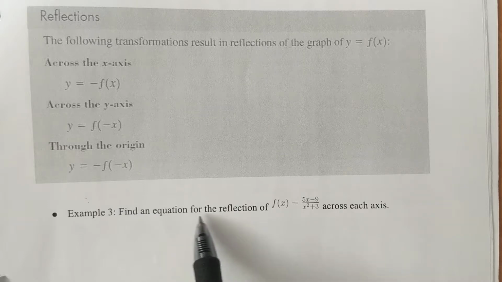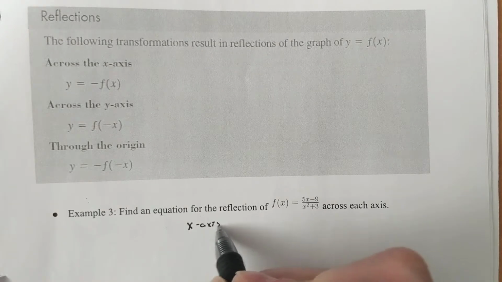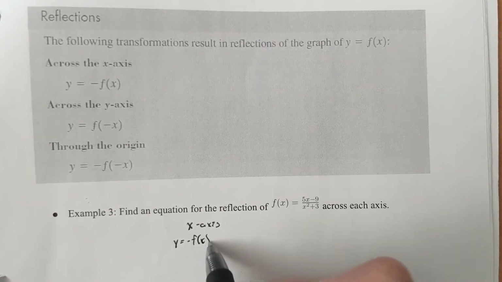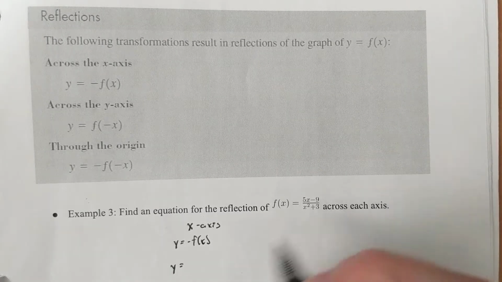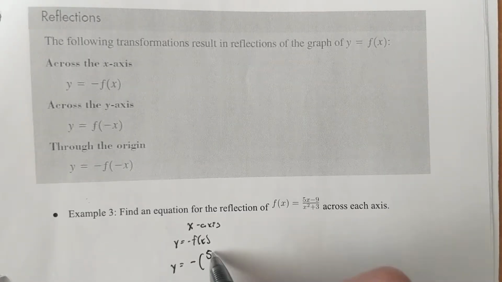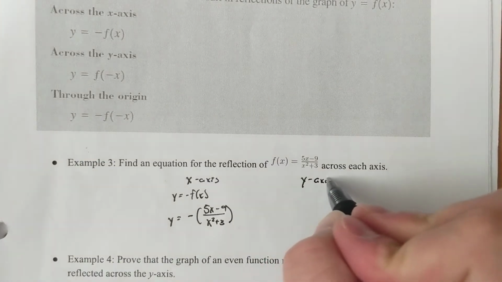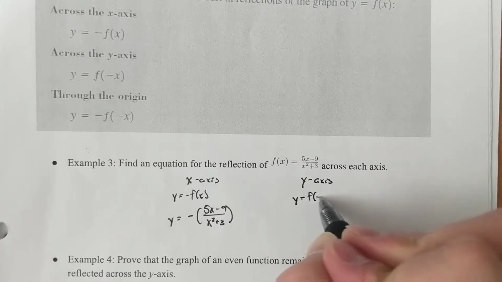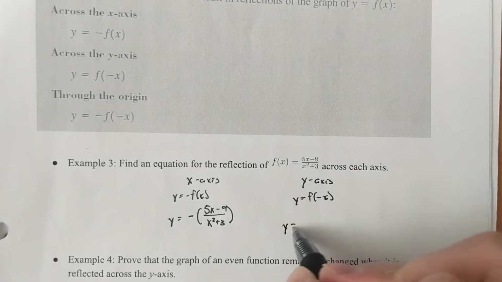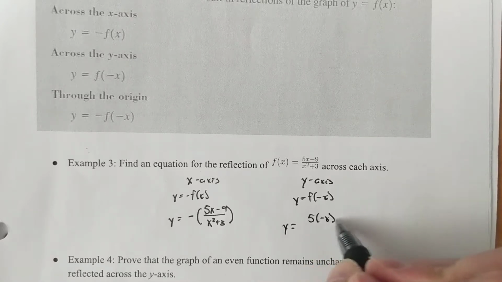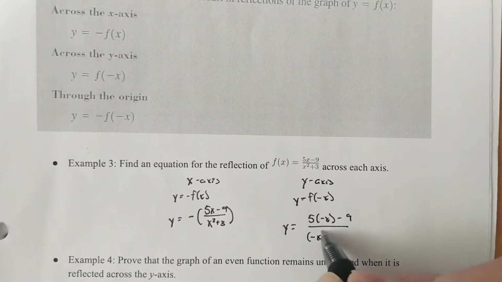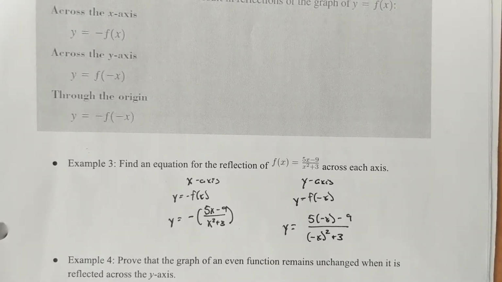It says find the equation for the reflection of this across each axis, so the x-axis and y-axis. For the x-axis, the rule is y equals negative f of x. What that means is multiply everything by negative 1, which is as simple as putting a negative sign out front. There you go, that's reflected across the x-axis. To reflect across the y-axis, the rule is y equals f of negative x. Replace all x's with negative x's. So 5 times negative x minus 9 over negative x squared plus 3. So y-axis, x and y.